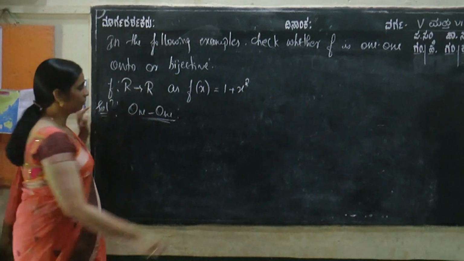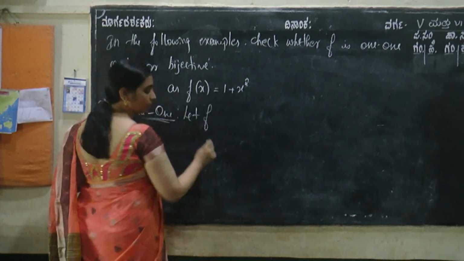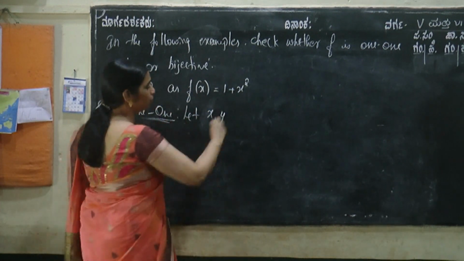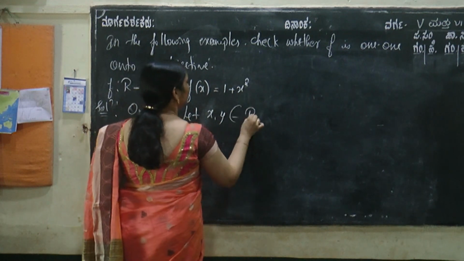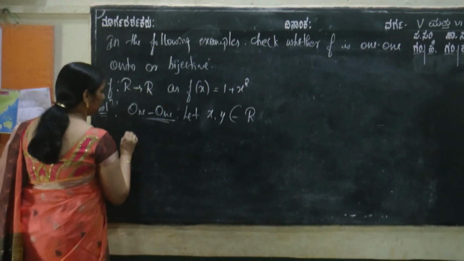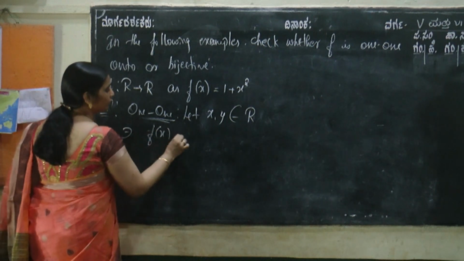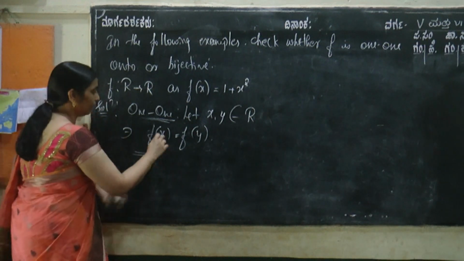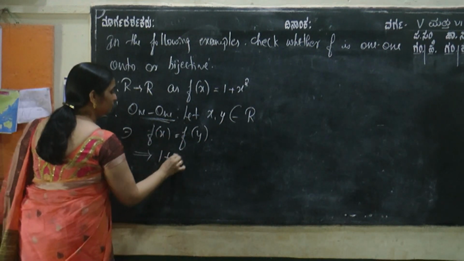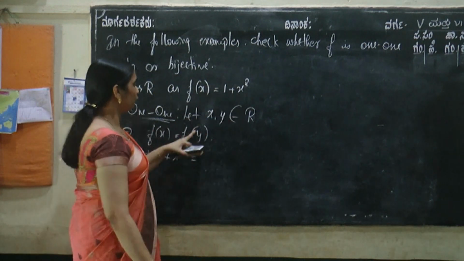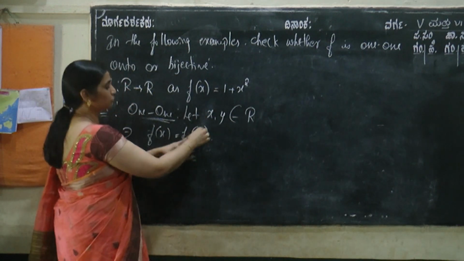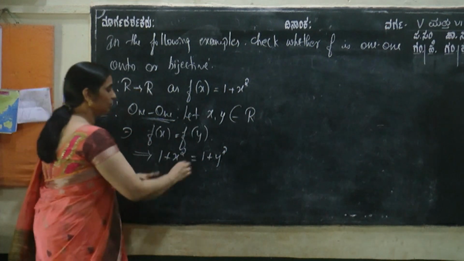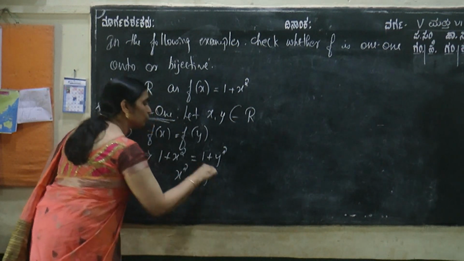So, what do we do here? Let x and y be two arbitrary elements belonging to the domain, the set of real numbers, such that f of x is equal to f of y. Implies f of x is 1 plus x square equal to f of y, means in place of x you have to substitute y, so it is 1 plus y square. Now first of all we cancel the constant, implies x square equal to y square.